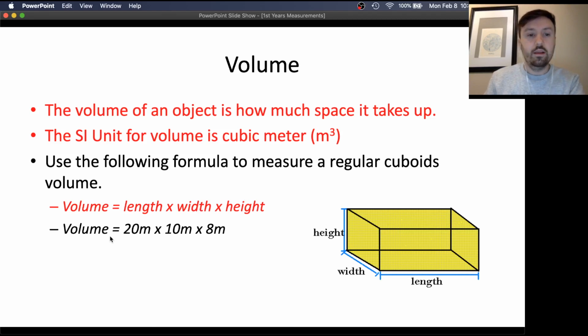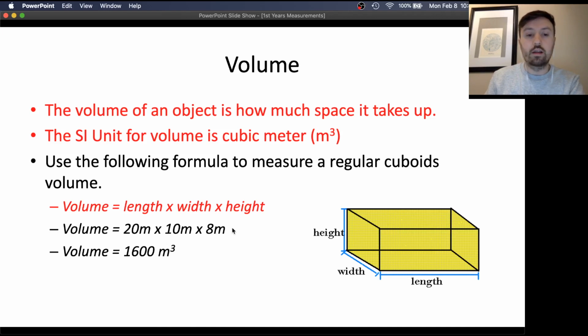So say the length of this cube over here on the right is 20 meters. The width going back is 10 meters, and the height is 8 meters. You just stick those into the formula above: 20 times 10 times 8. Stick it into your calculator. It gives you 1,600 meters, and then again, cubed. We have 3 meters, 1, 2, 3. That means that our unit, and you always have to have a unit, needs to be meters cubed.